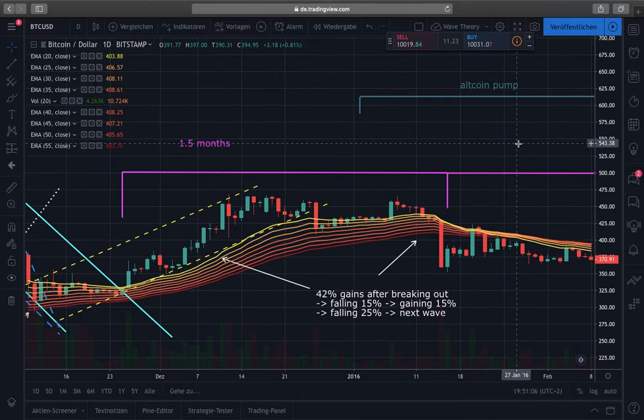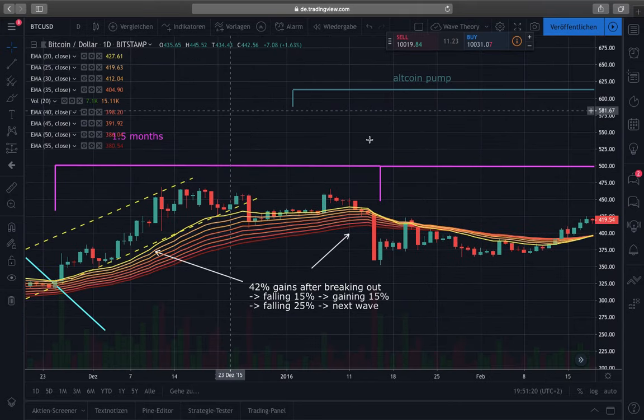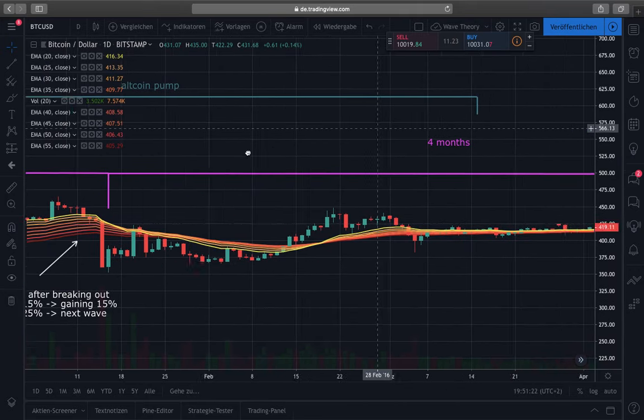So when I see that we are starting to move up above this exponential ribbon, then I know we will break the main trend line, and then I will make a new video telling you when is the best moment to sell and to go into the altcoins.